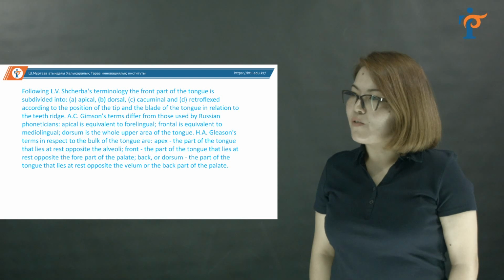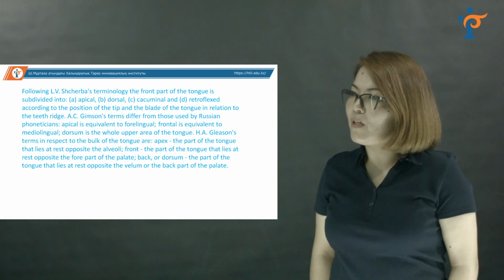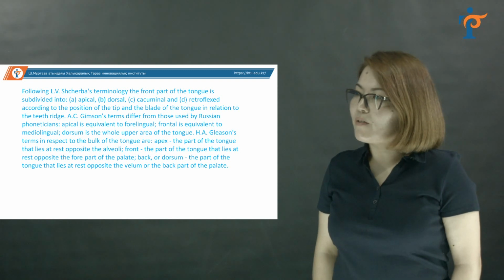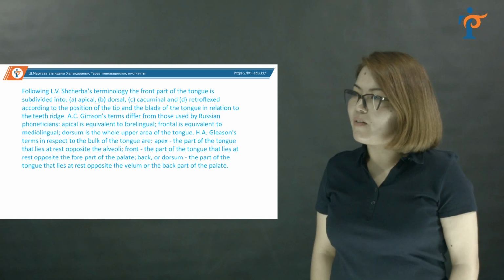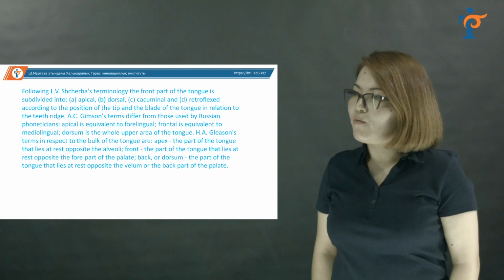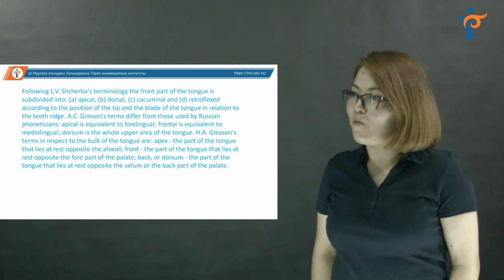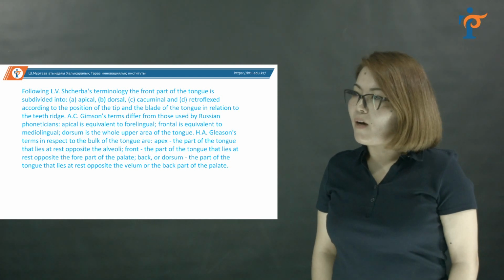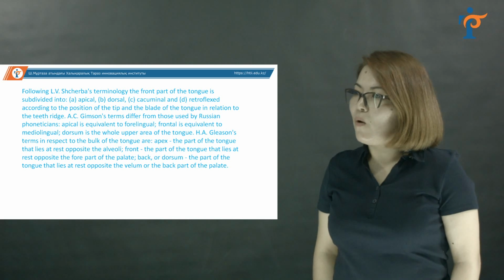Henry Gleason's terms are with respect to the bulk of the tongue. First, the apex, the part of the tongue that lies at rest opposite the alveoli. Front, the part of the tongue that lies at rest opposite the fore part of the palate. And back, or dorsum, the part of the tongue that lies at rest opposite the velum or the back part of the palate.